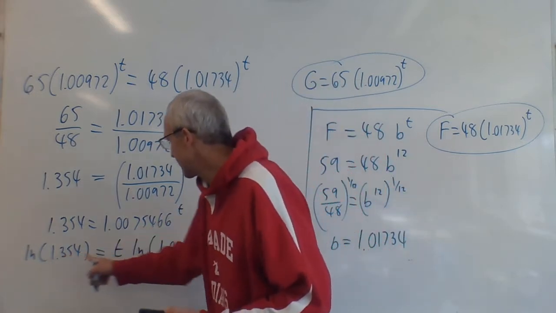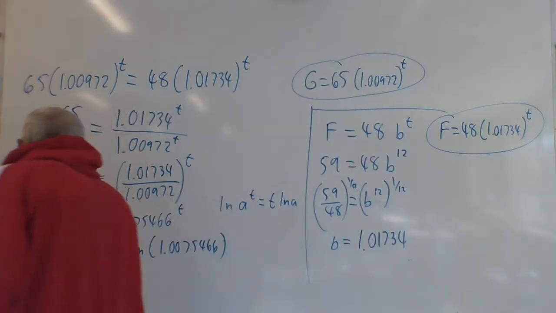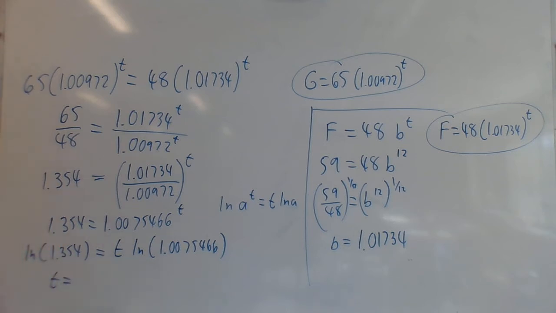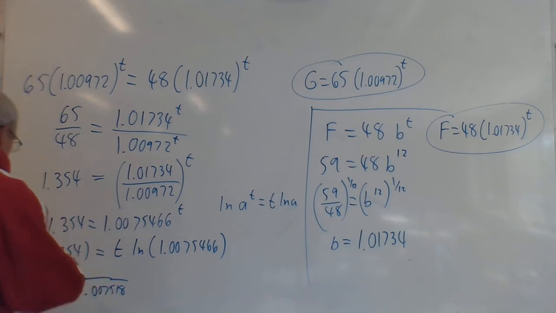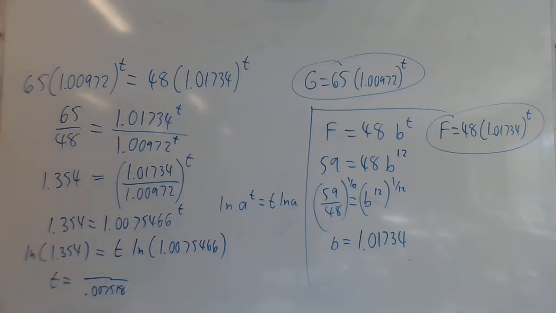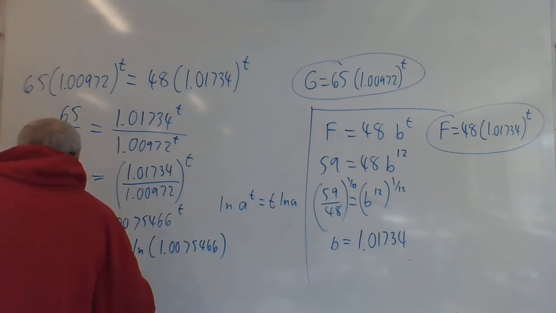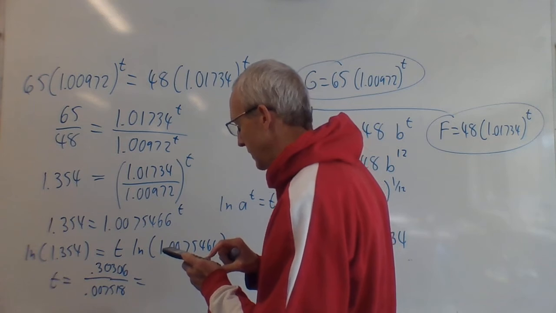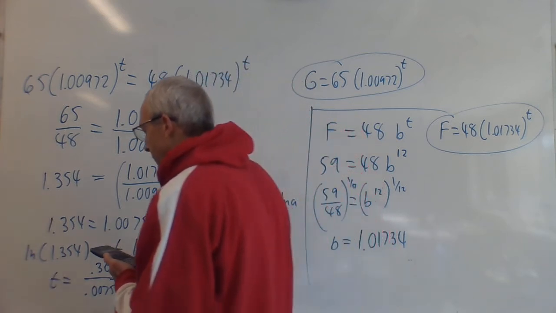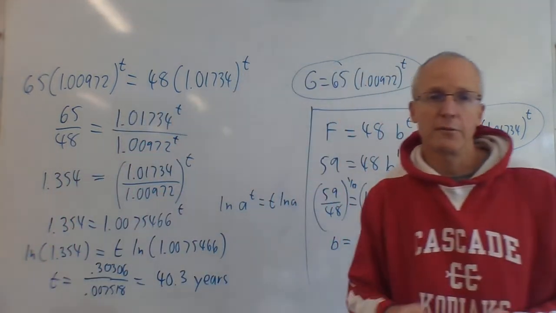So now t is the ln of that number divided by the ln of that number, right? Just put this big thing on the bottom. So t is equal to the ln of this divided by the ln of that. I have that on my calculator already, so I'm going to do that. So I get 0.007518, and then ln of 1.354, I get 0.30306, and divided by 0.007518, I get 40.3 years. So it'll take about 40 years for France's population to be double.